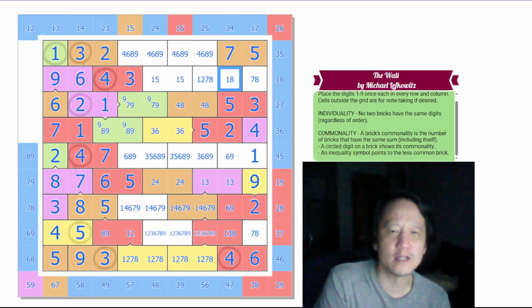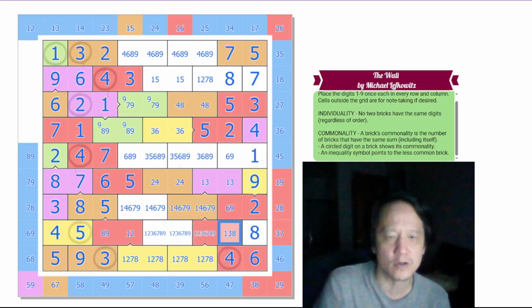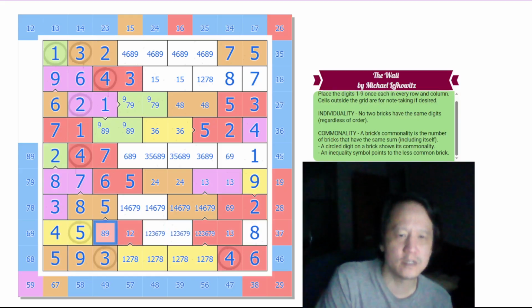That means that eliminates 1 and 5 in the rest of the row. So this is 8. This is 7. That forces this to be 8. So this can't be 8 here. No 8s here. This can't be 8.